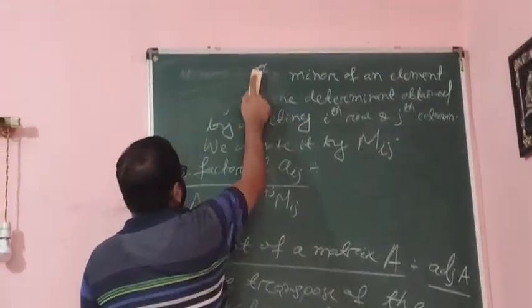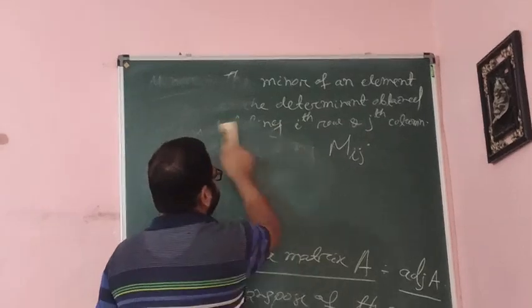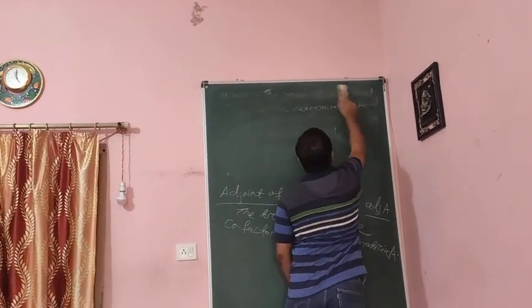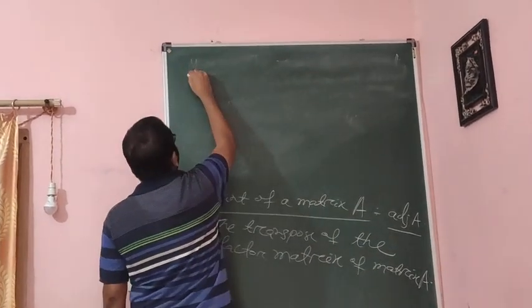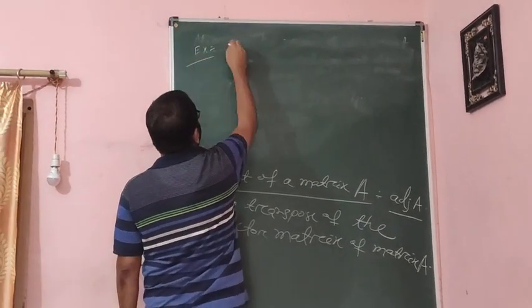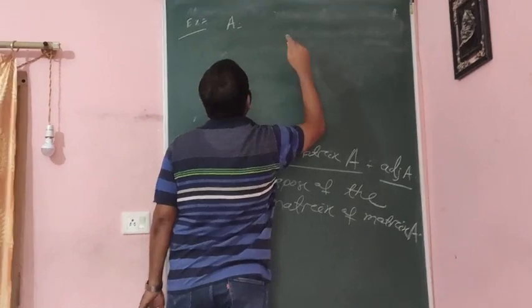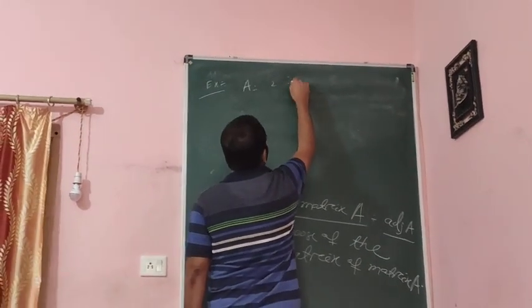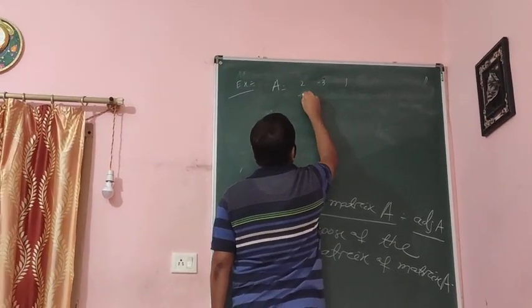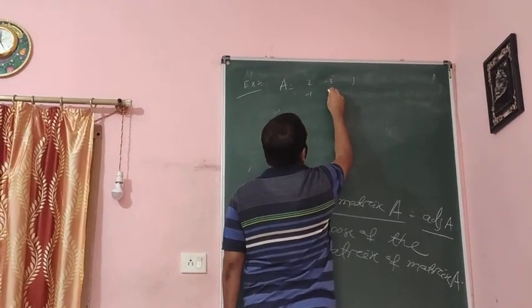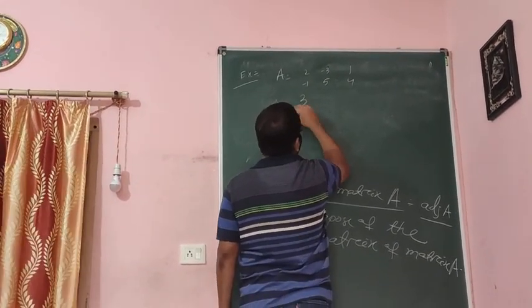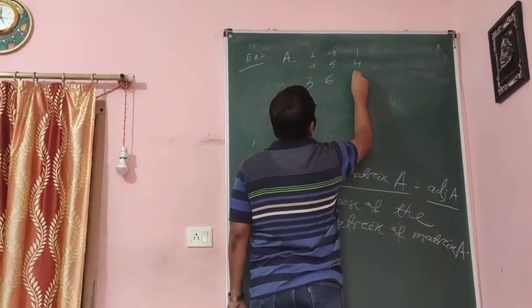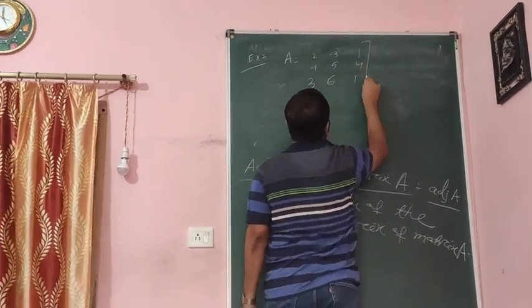Here, how to find it? Suppose I am taking the matrix A. Suppose 2, minus 3, 1, minus 1, 5, 4, 3, 6, 1. Suppose like this. This is the matrix.